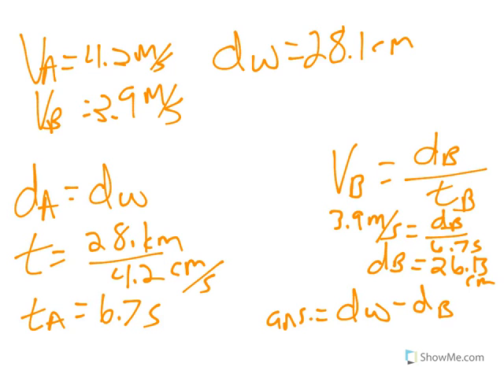Alright, dW is the distance for the Wheaties box minus the distance for our ant B travel, and that would be 1.97 centimeters, and that's how far behind ant B was behind ant A. Alright, that answer is number 8. Number 9.